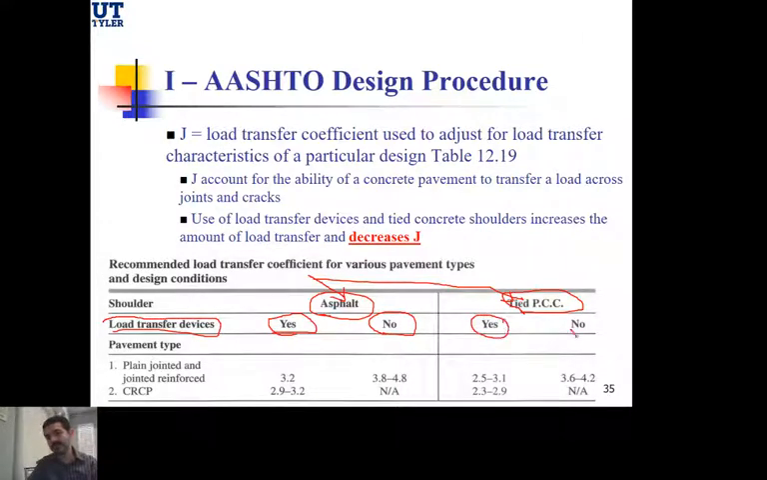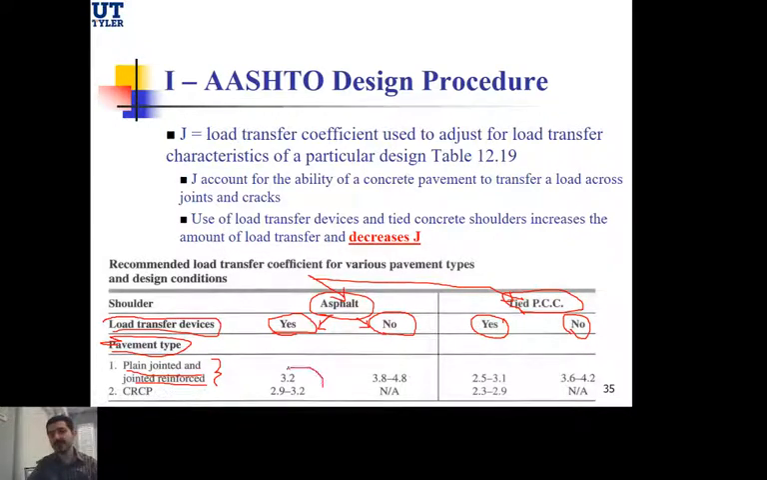Same thing for a PCC shoulder. Sometimes we have tie bars that can tie the shoulder to the main structure, so now the structure is one instead of two pieces. So it depends on whether there is any load transfer or no load transfer. Next is the pavement type itself. The first line here is for plain jointed concrete or jointed reinforced concrete, and the second type is the continuously reinforced concrete. So the first category is for both plain concrete or jointed reinforced concrete, but this one here is the continuously reinforced concrete.